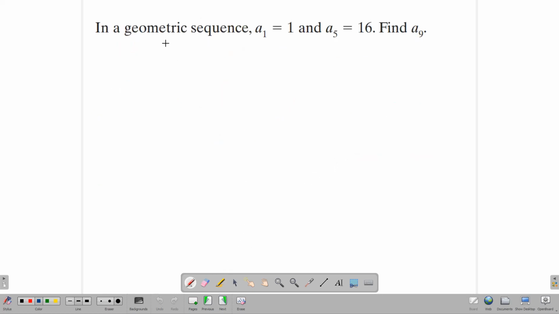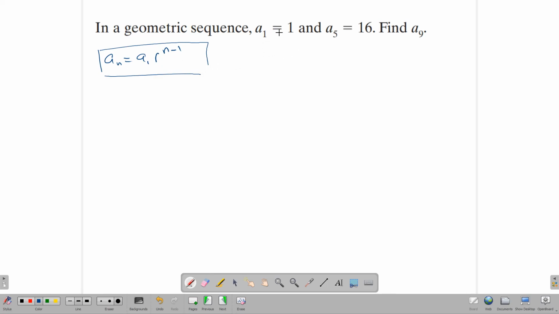Here in this question, we have a geometric sequence where our first term is 1 and our fifth term is 16. We want to find A9. To find A9, we must first find the general form of the sequence, which is An is equal to A1 r to the n minus 1. So once we can write our sequence in this way, we can find the ninth term.